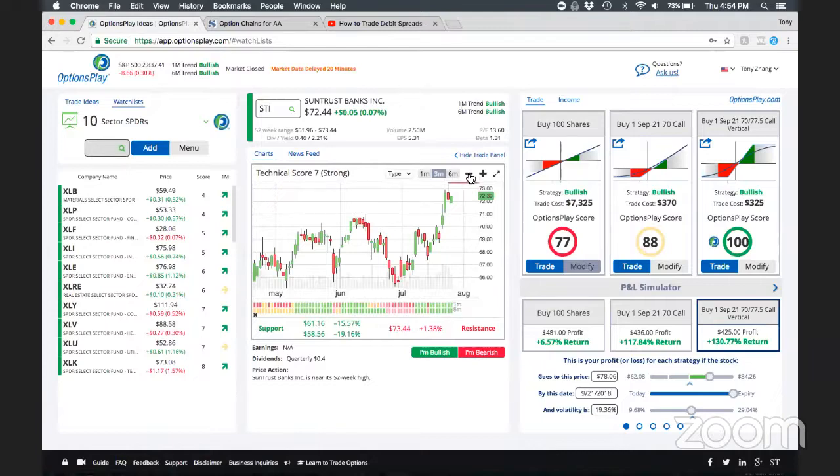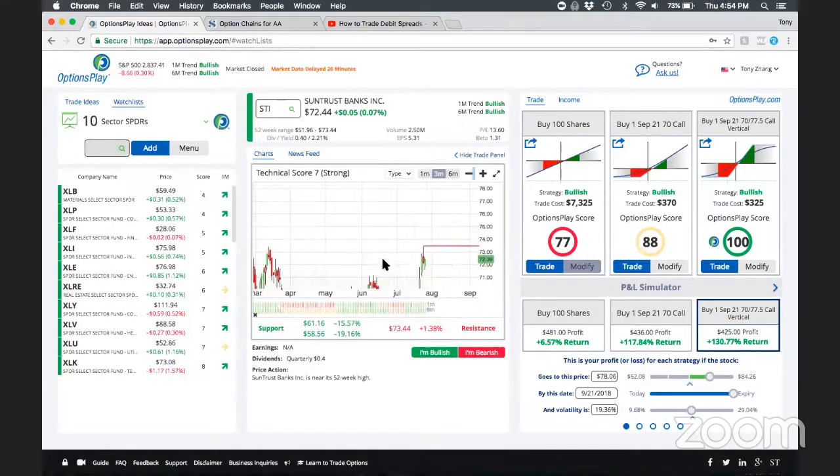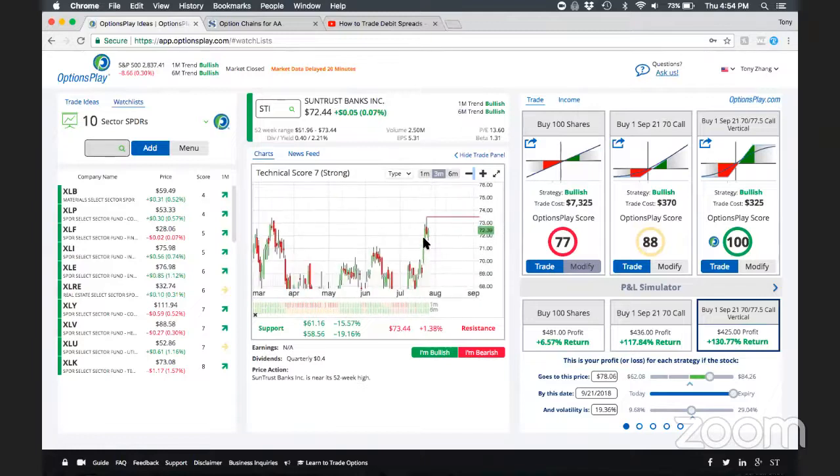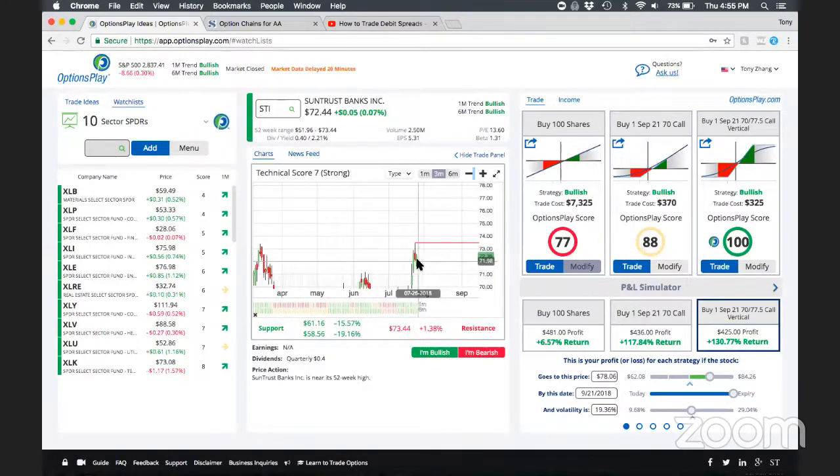So SunTrust Bank is at all-time highs. It's difficult to say where it can go. So we basically said, well, we think that maybe the stock can move to $75, $76 based on historical volatility. The stock moved from 68 to 72, 73. So about a $5 move relatively quickly. So I don't think it's crazy for it to move another $4 or $5. So what happens if it moves up $4 to $76?